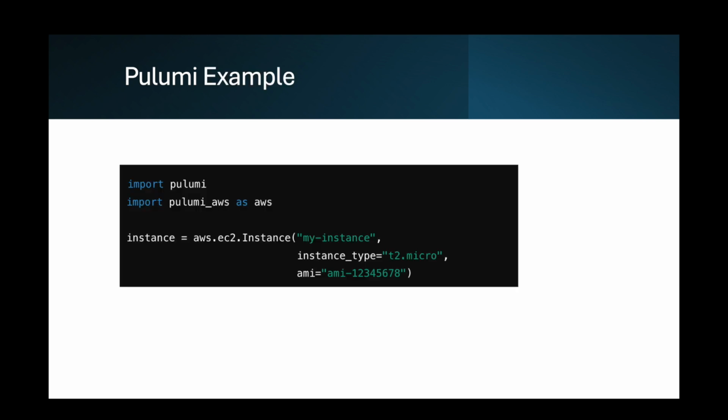Here is an example of Pulumi using Python, where I'm importing pulumi first and then I'm importing pulumi_aws as aws, which is an AWS module for Pulumi. Then I'm saying instance equal to aws.ec2.Instance. My instance type is t2.micro, and AMI is ami-12345.